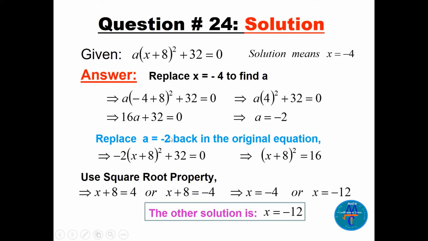So put back a in the equation, minus 2. Take 32 to the other side, divide by minus 2, and you get (x plus 8) squared is equal to 16. That's an easy quadratic equation, or we sometimes call it a power equation. Use the square root property, take the square root of both sides, so x plus 8 is equal to 4, or x plus 8 is equal to minus 4. We are given one solution, minus 4, so the other solution is minus 12.